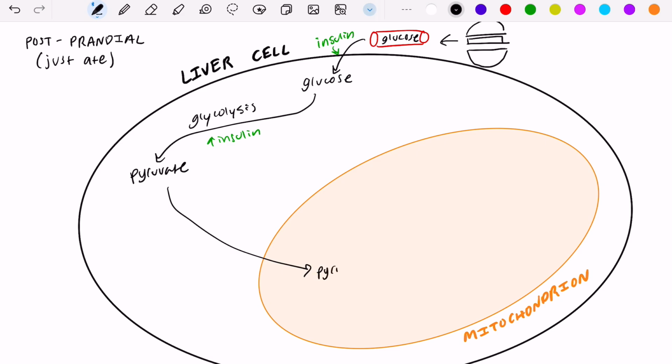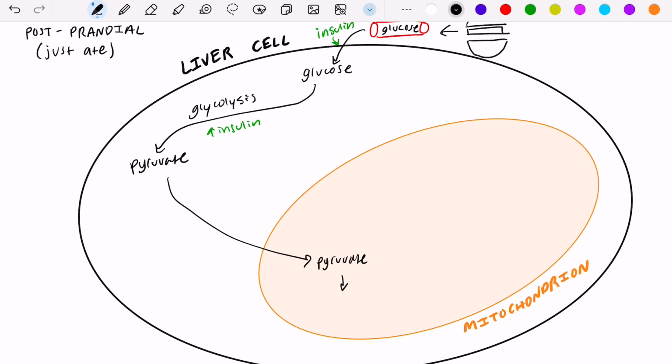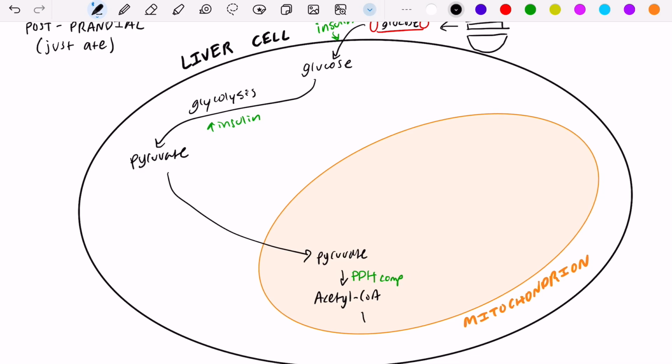Okay, so pyruvate is now in the mitochondria, and we know this is where we make most of our energy, and that pyruvate can be converted to acetyl-CoA, which we talked about at the beginning of the video, by an enzyme called pyruvate dehydrogenase complex. Okay, so we convert our pyruvate to acetyl-CoA via the pyruvate dehydrogenase complex. Okay, so now that we have acetyl-CoA, there's a couple things we can do with it. Number one being we can take it to the citric acid cycle, and this makes ATP. That's one thing.